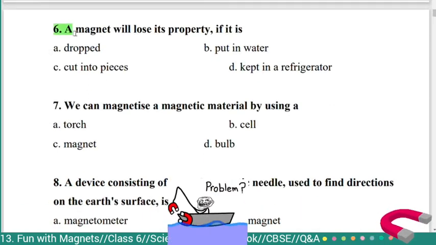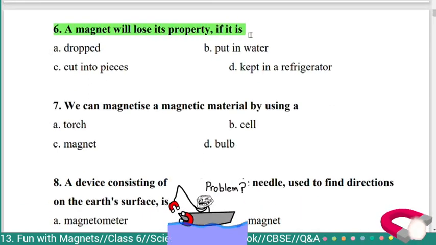Sixth question. A magnet will lose its property if it is: option A. Dropped, B. Put in water, C. Cut into pieces, D. Kept in a refrigerator. Here the correct answer is option A. Dropped. A magnet will lose its property if it is dropped.